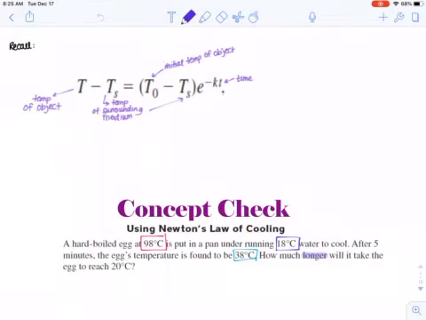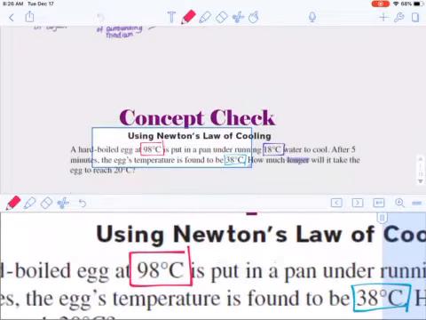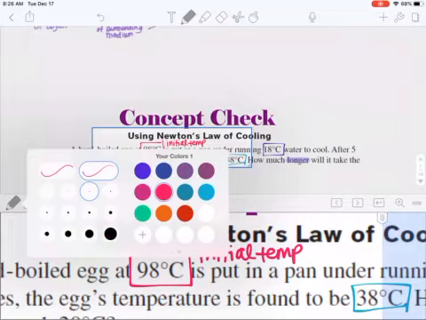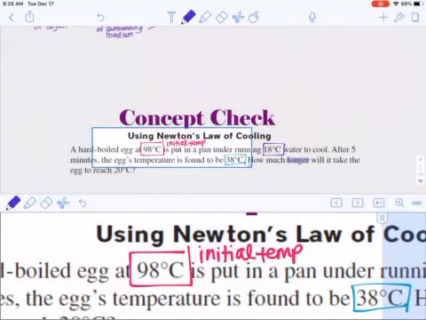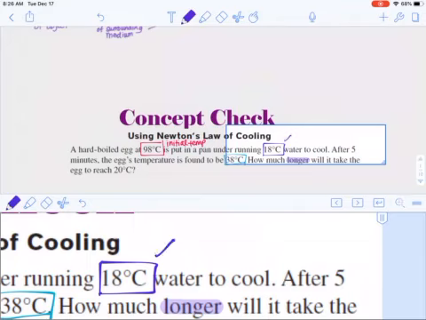All right, so I wanted to do a concept check with that other form of Newton's law of cooling for you. Again, it does not matter which one you use, but I think it could be helpful to see it both ways. So this says a hard-boiled egg at 98 degrees Celsius, and so this would be our initial temperature, is put into a pan under running 18 degrees Celsius water to cool. So this would be considered my surrounding temperature.